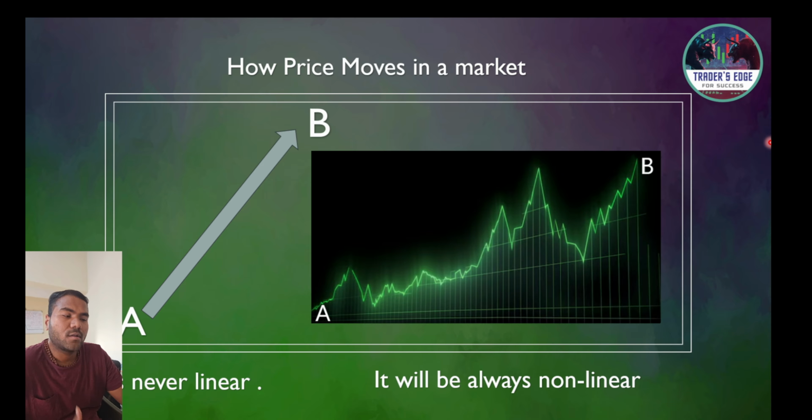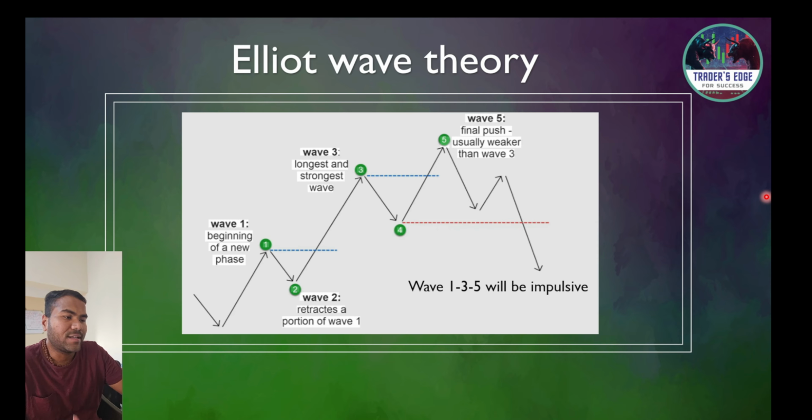In a non-linear movement, we use patterns and structure to identify our entries. Before we move to patterns and structure, I want you to know about Elliott Wave theory. Basically, it tells us that if price moves from point A to point B, it has non-linear movement. But within it, wave 1, wave 3 and wave 5 are the waves which push price upward, and waves 2 and 4 act as corrective waves.